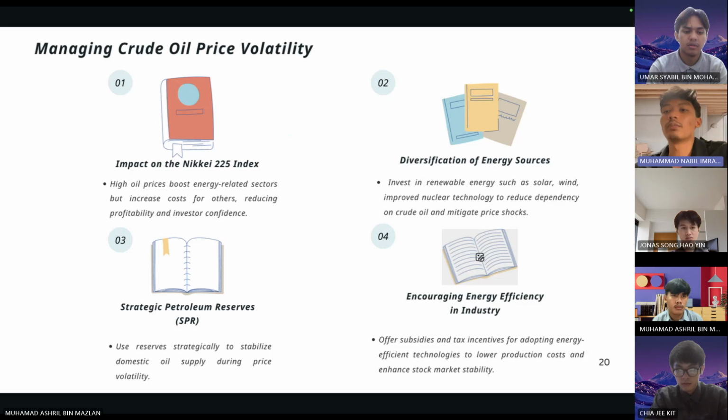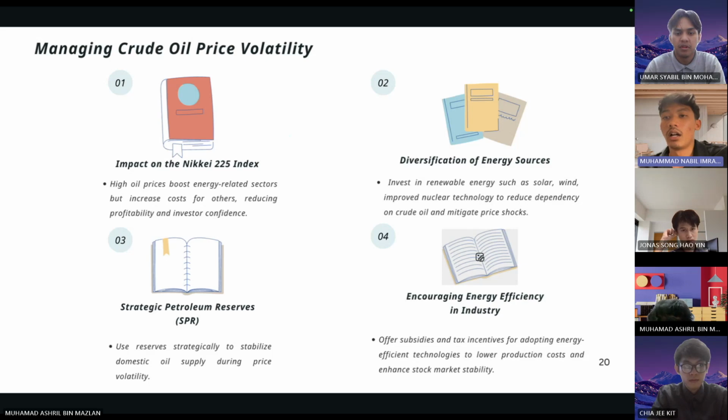The first one is diversifying their energy sources. They can diversify their energy sources by investing in renewable energy such as solar and wind power. This can reduce its dependence on crude oil imports and limit its exposure to global price shocks. Additionally, advancements in nuclear energy can provide a stable energy supply and strengthen economic resilience.